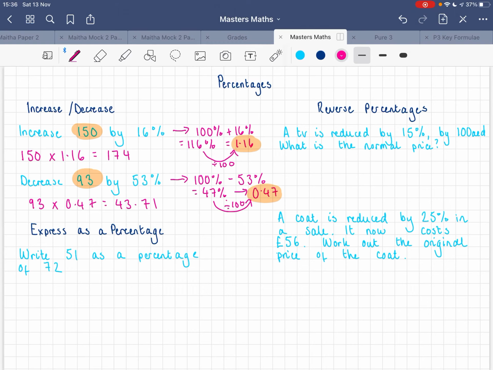Expressing as a percentage is even more straightforward. So take the two numbers you've been given, which in this case are 51 and 72. Write them as a fraction. So we're doing 51 out of 72, and then you times that by 100. So in your calculator, remember the line in a fraction means divide. So put in 51 divided by 72, and then times your answer by 100. Gives you 70.83 recurring. So I'm just going to write 83 once %.